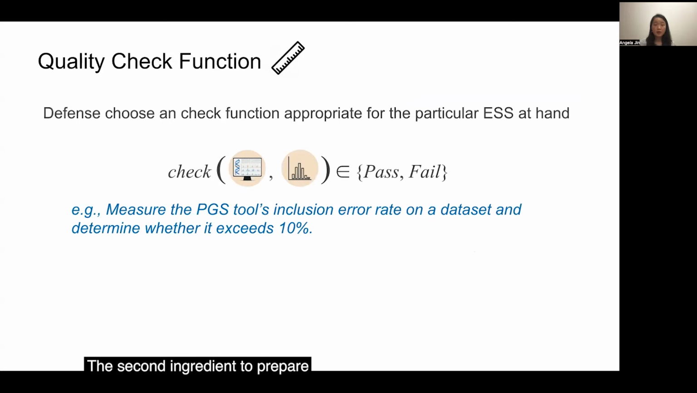The second ingredient to prepare is the quality check function. Concretely, defense would choose an evaluation metric appropriate for the particular tool at hand. The check function would take as input the evidentiary statistical software and a distribution. The function would output whether the software passes or fails the quality check. For instance, defense might want to measure the PGS tool's inclusion error rate or false positive rate on a data set and check whether the error rate exceeds 10%.